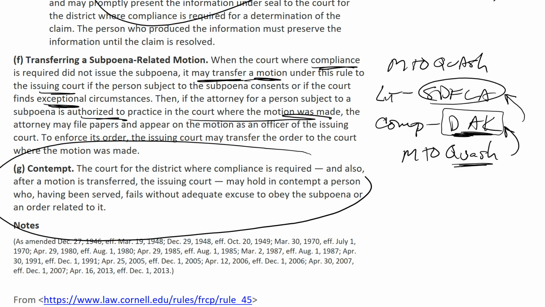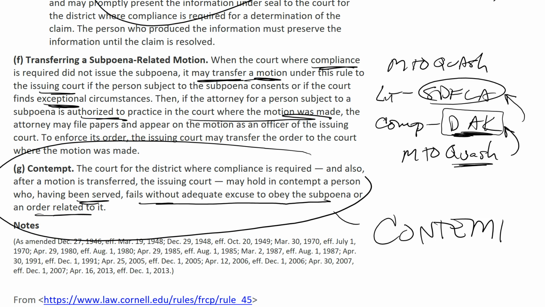If you're subject to a subpoena and after you've been served you fail without adequate cause to obey the subpoena or an order, then you are subject to contempt of court. Don't do that. You get a subpoena, deal with it. You think it's unfair, then make an appropriate objection or do a motion to quash or modify the subpoena.